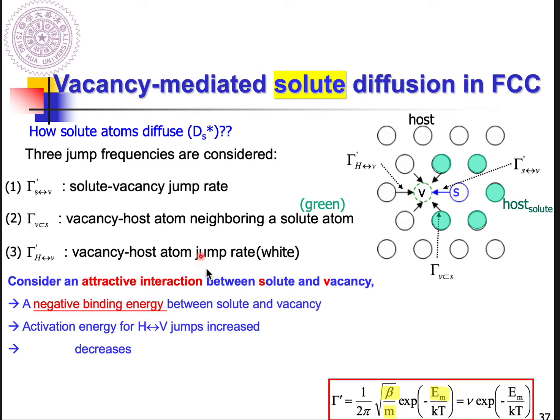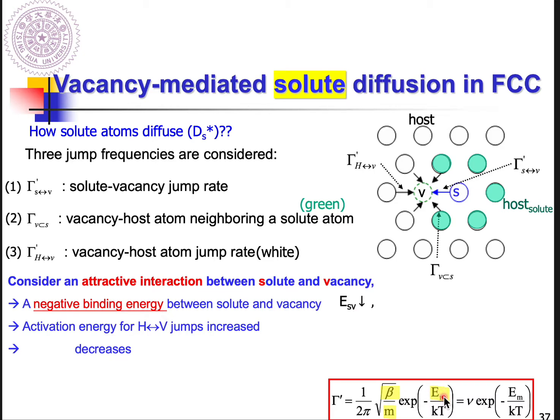So here we make a very important assumption. We consider there's an attractive interaction between the solute atom and vacancy. So that means there must be a negative binding energy between the solute atom and the vacancy. As you know, if there's a negative binding energy, the migration energy term, we need to modify it. We subtract the extra term. So the total energy for jumping between the solute and vacancy will be lower.